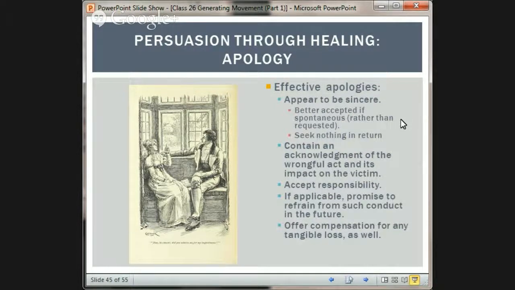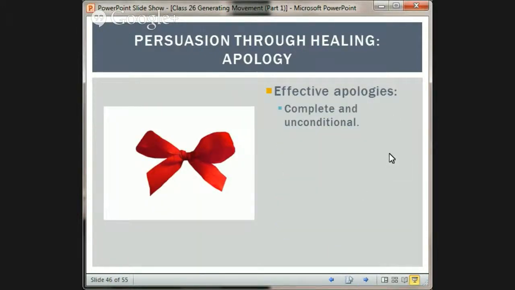And the apology has to seek nothing in return. So it can't have a quid pro quo attached to it. It has to contain an acknowledgement of the wrongful act and its impact on the victim. It has to accept responsibility. And if applicable, it should include a promise to refrain from such conduct in the future. And it should offer compensation for any tangible loss as well. So you can see why this can be challenging. It's got a lot of components and each one is really important. So effective apologies are complete and unconditional.